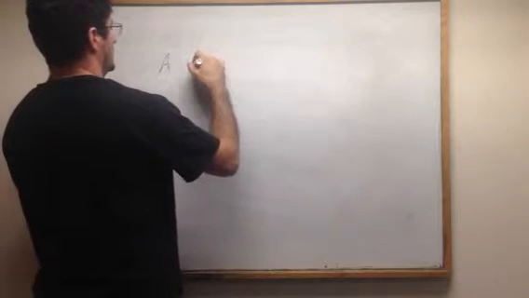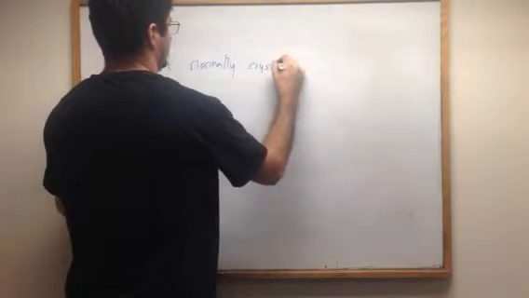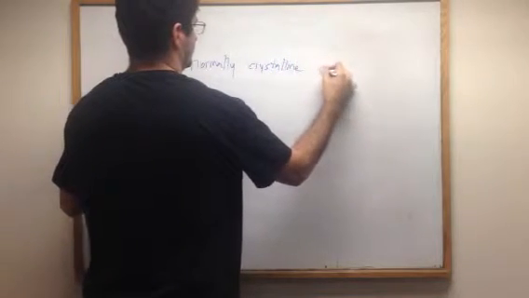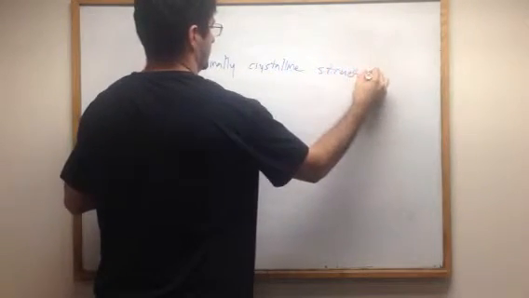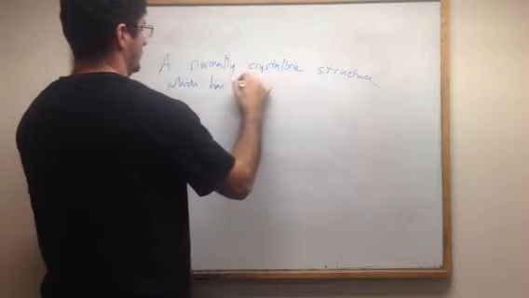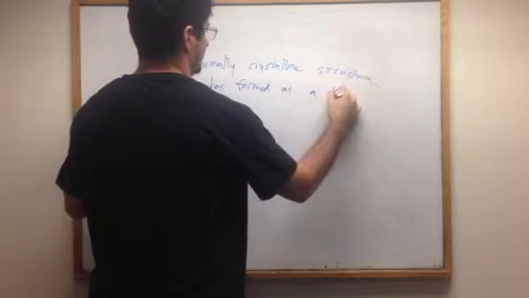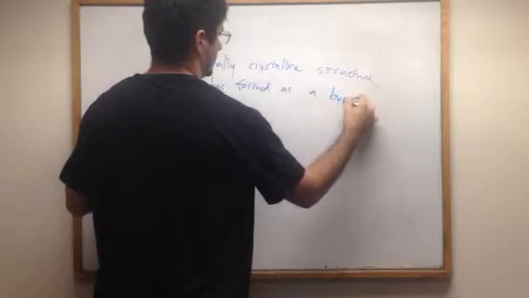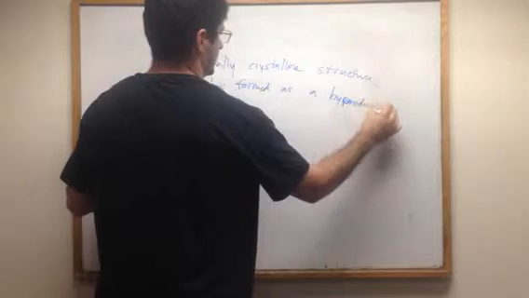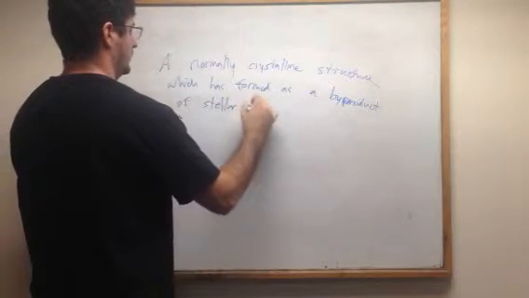A normally crystalline structure which has formed as a byproduct of stellar evolution.